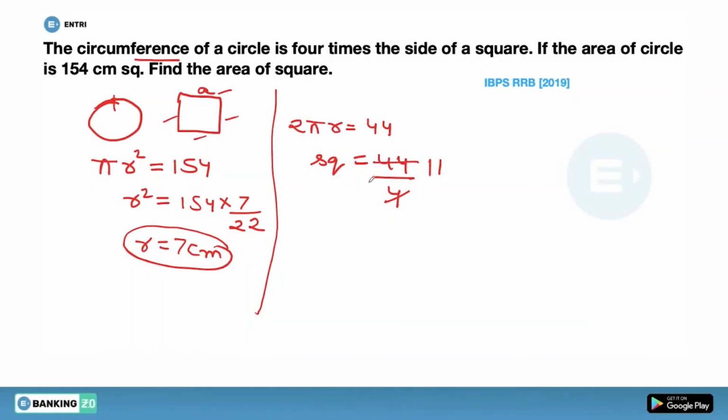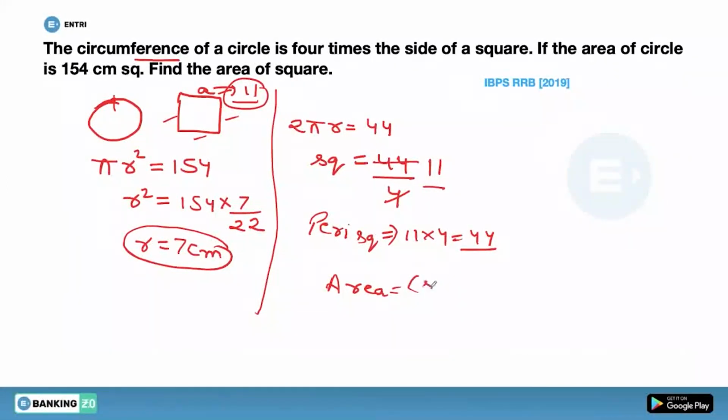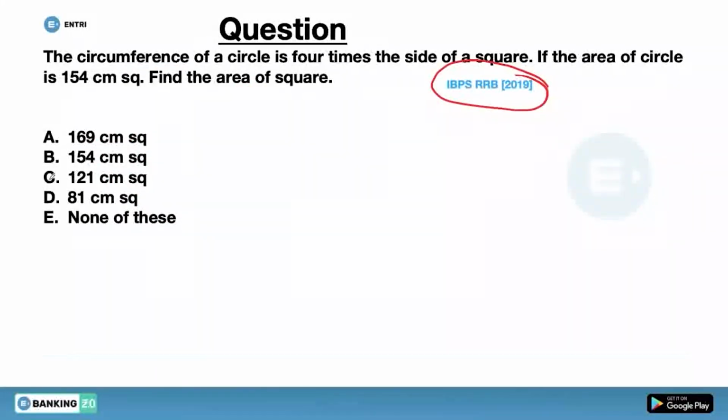Fine. So that means one side of the square is what? One side of the square is 11, and if I can calculate the one side of the square as 11, that means the perimeter of the square is what? The perimeter of the square is 11 cross 4, that is 44. So what was asked? We were asked about the area. Now since we are asked about the area, area of the square is what? Area of the square is side square. So side was what? Side was 11. So 11 square is what? It's 121 centimeter square. So the correct answer is 121 centimeter square.